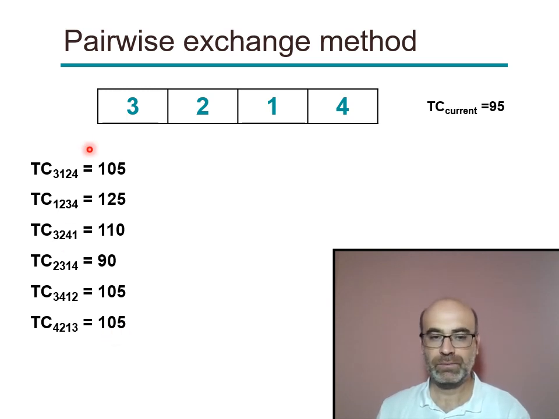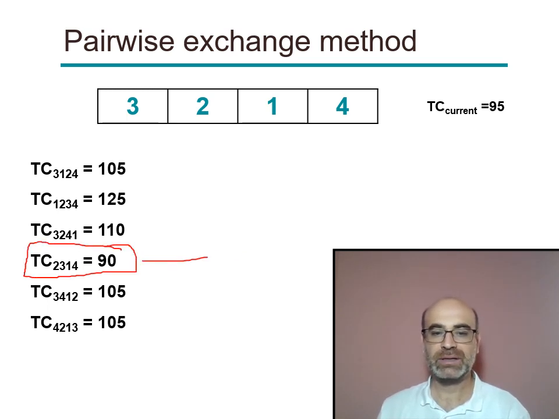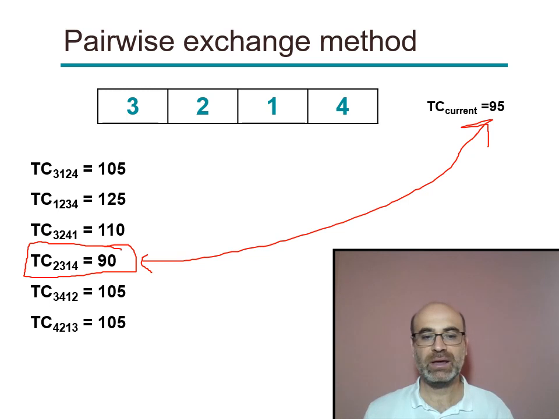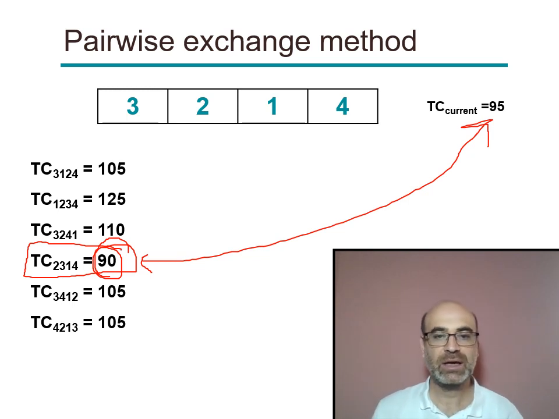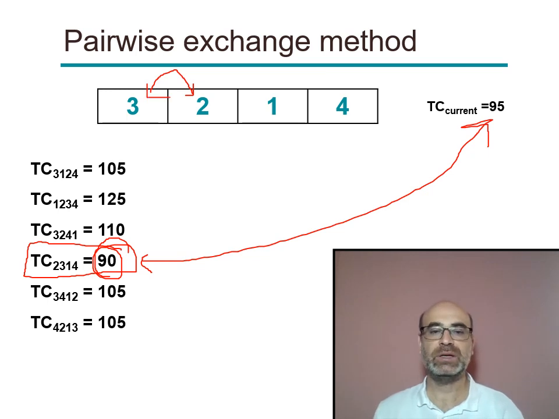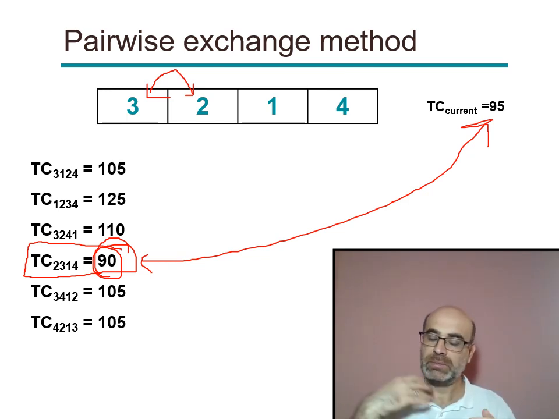Okay, so when we calculate all alternatives, we need to identify the minimum total cost, which is this one, and then compare this minimum cost with the current cost. We see that the new layout, or this exchange layout, which is 90, is less than 95. So we accept this exchange. Remember, in this alternative, we exchanged departments 2 and 3 and obtained 2, 3, 1, 4. And now we need to set the new layout to this one and try to improve it with further exchanges.